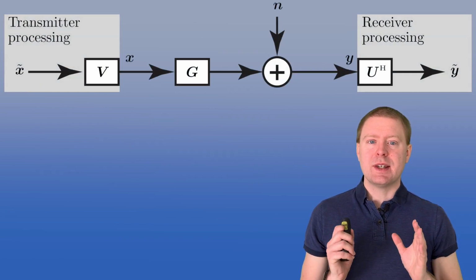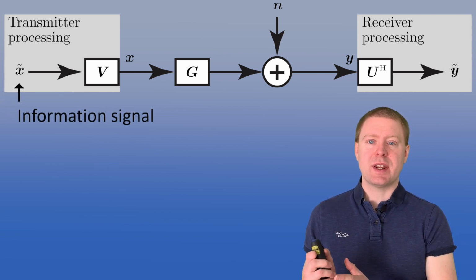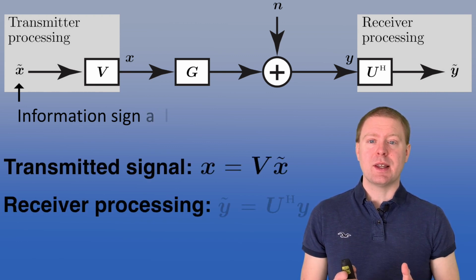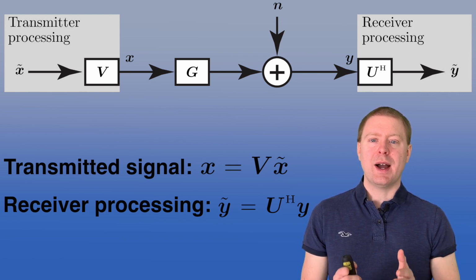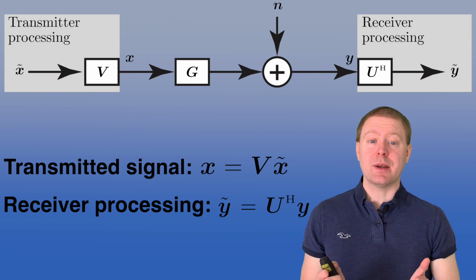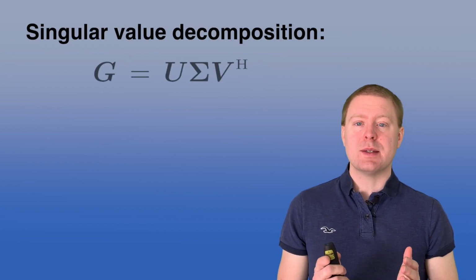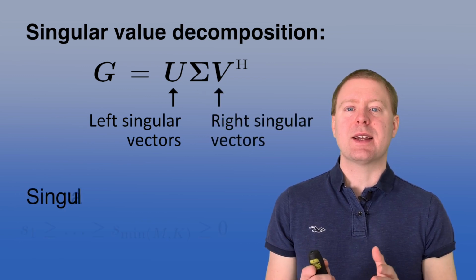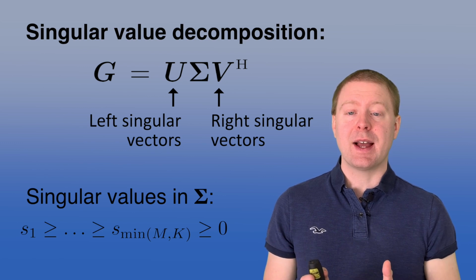In general, we can let the transmitter select the vector X as X tilde, which contains the information, times a matrix V. And at the receiver side, we can let Y be multiplied with the matrix U Hermitian to get Y tilde, which should be very similar to X tilde. And how can we select V and U? Well, there is a trick that we can do, and that is by selecting V and U as being singular vectors of the matrix G. That is like an eigenvalue decomposition, but more general for cases when G can be a rectangular matrix.